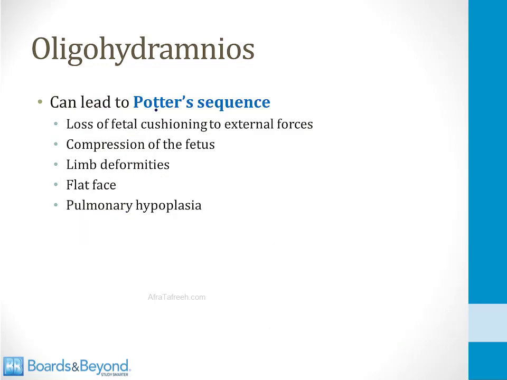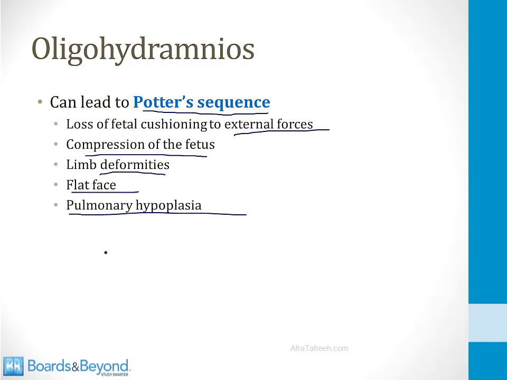And anytime you have oligohydramnios, that can potentially lead to Potter sequence, which I also discuss in more detail in the renal embryology video. Potter sequence is what happens when there is oligohydramnios and the cushioning of the fluid is lost, and therefore the baby is vulnerable to external forces from the mother's abdomen. This can lead to compression of the fetus and potentially cause limb deformities and a flat face. It can also lead to pulmonary hypoplasia.